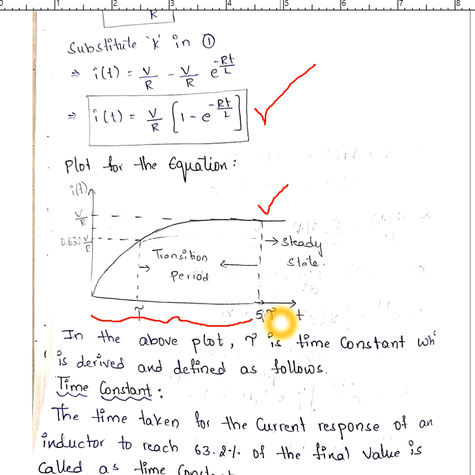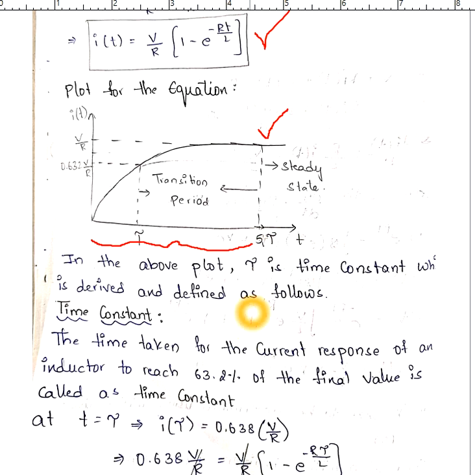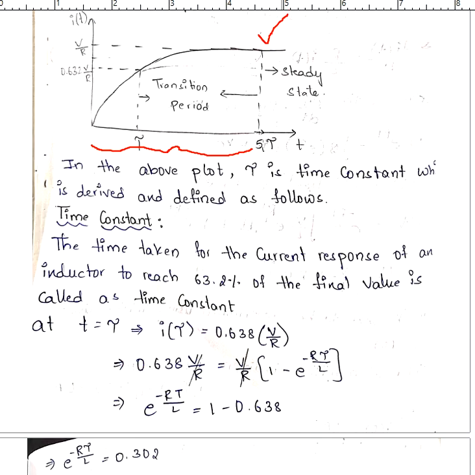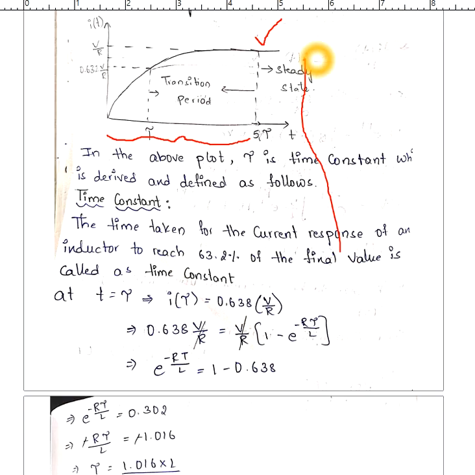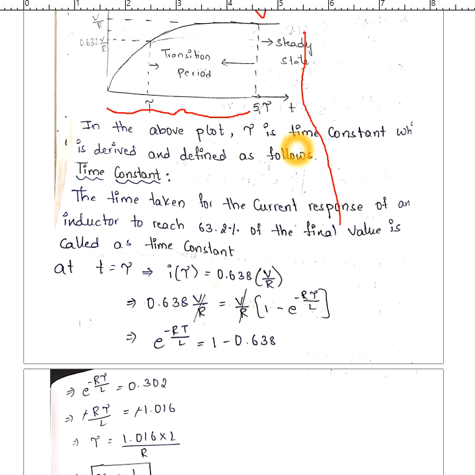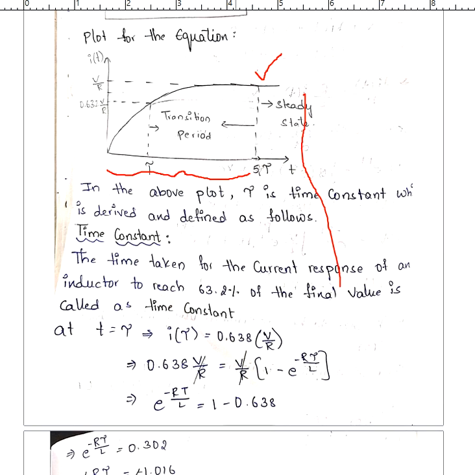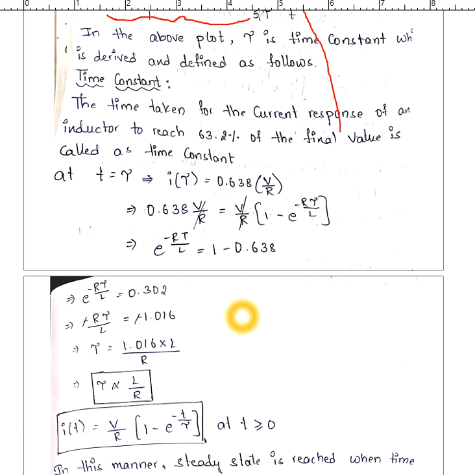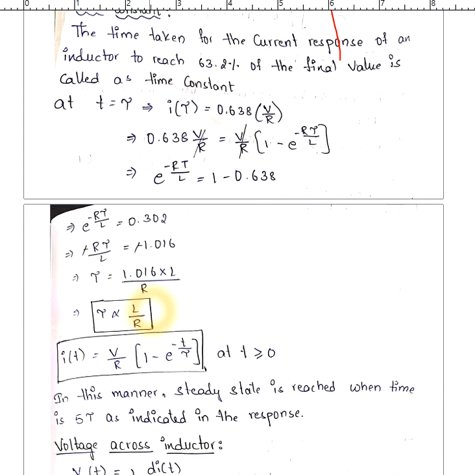So what is this tau? This tau is considered as time constant. Okay, so this tau is nothing but the time taken for the current response of an inductor to reach 63.2% of the final value. So final value is nothing but steady state value here. Okay, final value is nothing but steady state value. So when you derive the time constant with respect to this definition for a series RL circuit, you will be getting it as L by R. So it is a very easy derivation.